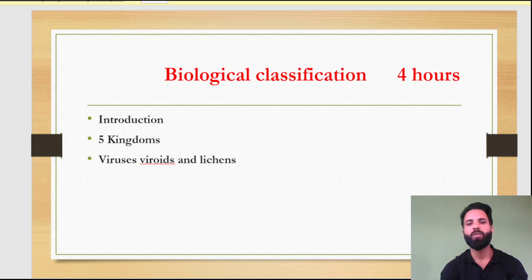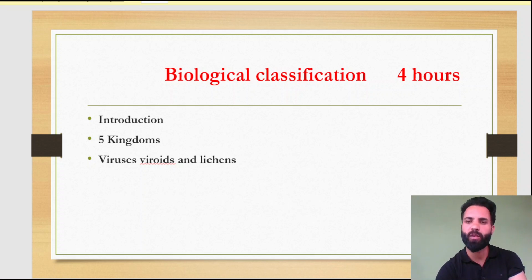After that, we will study the most important one, the five kingdom classification given by Whittaker. We will go through the five kingdoms one by one and study their characteristics. And the last is viruses and lichens. This is a very short topic, and it will require only 10 to 15 minutes. For the NEET perspective, this biological classification is very important because you will get 2 to 3 questions from this unit.